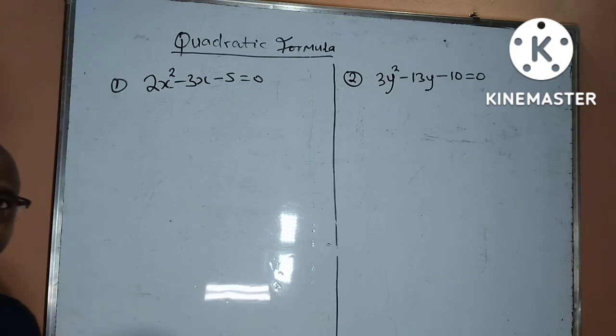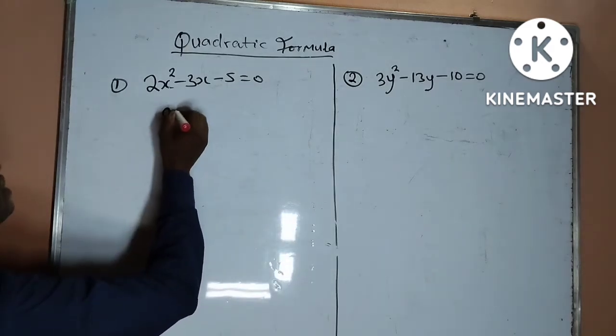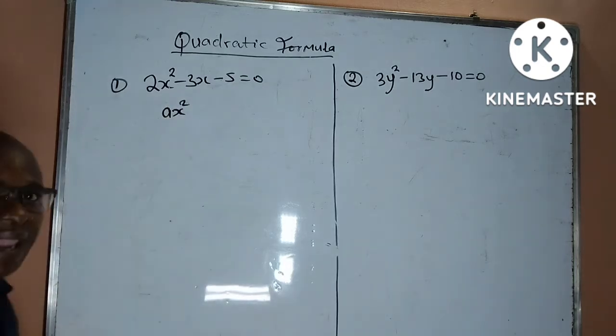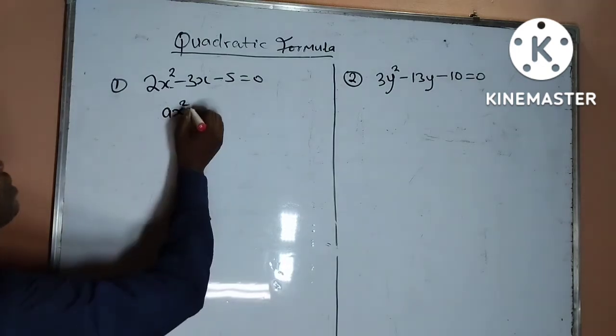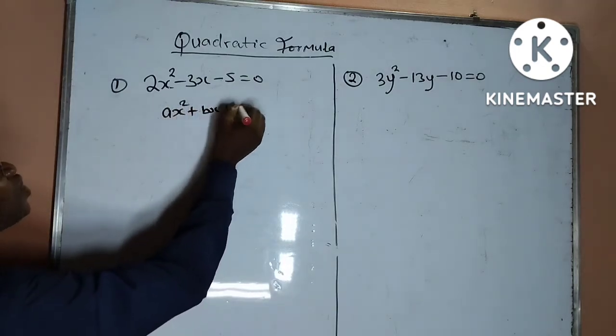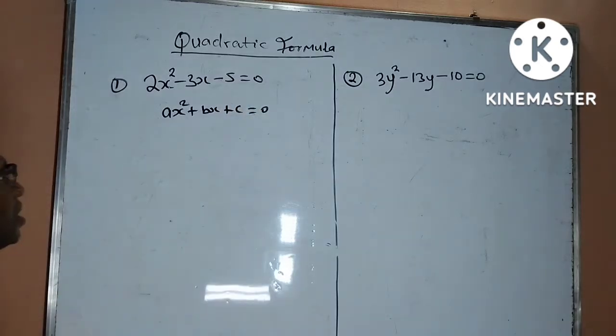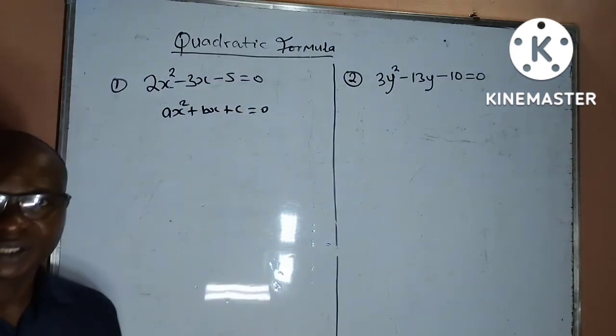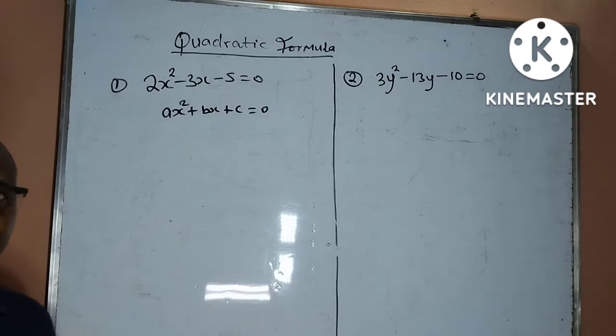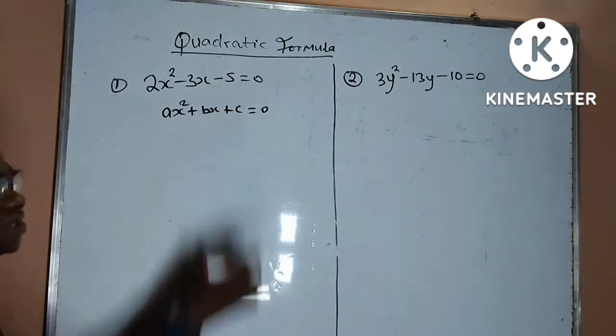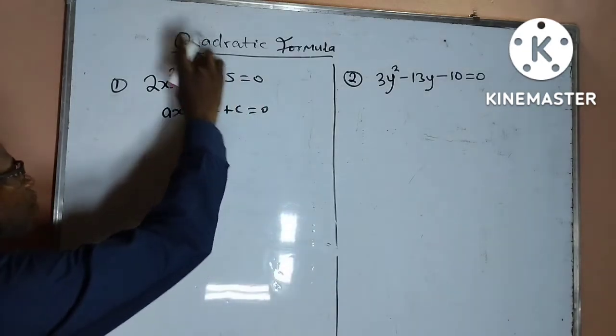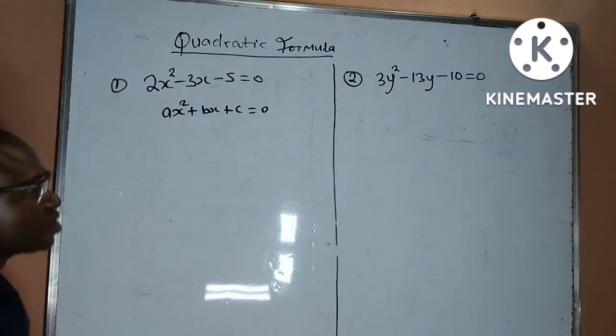Now, every quadratic equation appears in this form: ax raised to the power 2 plus bx plus c equal to 0. This is the form of a quadratic equation. Meaning, with this form of a quadratic equation, we can compare it to the question given to us.